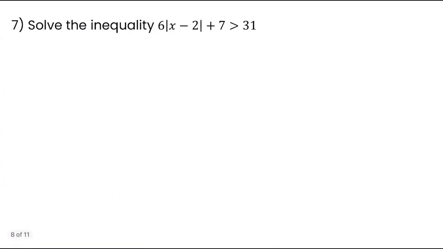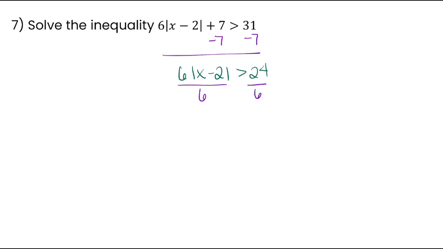Okay, so now let's solve this inequality. So once again, when we're working with inequalities, we want to start off by isolating the absolute value. So I'm going to subtract 7 everywhere. So I get 6 times the absolute value of x minus 2 is greater than 24. And so we can go ahead and divide everything by 6. And then we get the absolute value of x minus 2 is greater than 4.